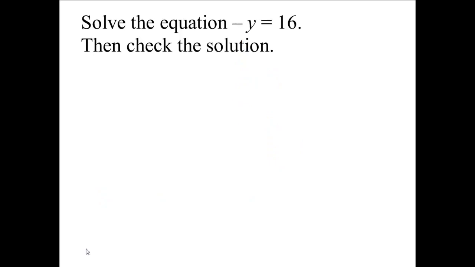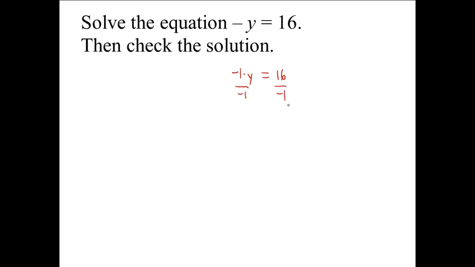Solve the equation negative y equals 16, then check the solution. It helps to understand that negative y is equivalent to saying negative 1 times y. So the equation could be interpreted as negative 1 times y equals 16. To solve this equation for y, we look at this multiplication symbol and we will apply the inverse operation of multiplication, which is division. We will divide both sides of the equation by this coefficient here, by negative 1.